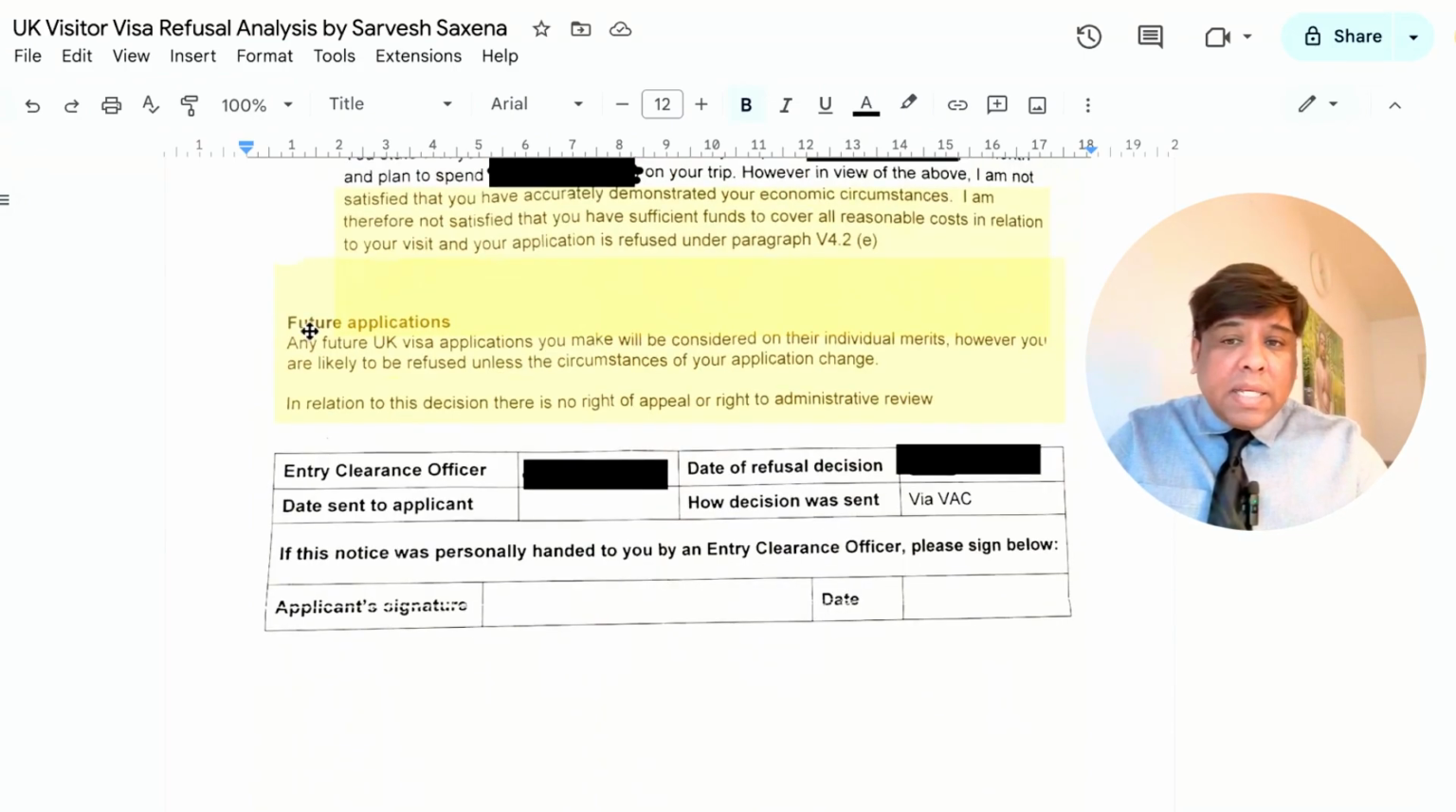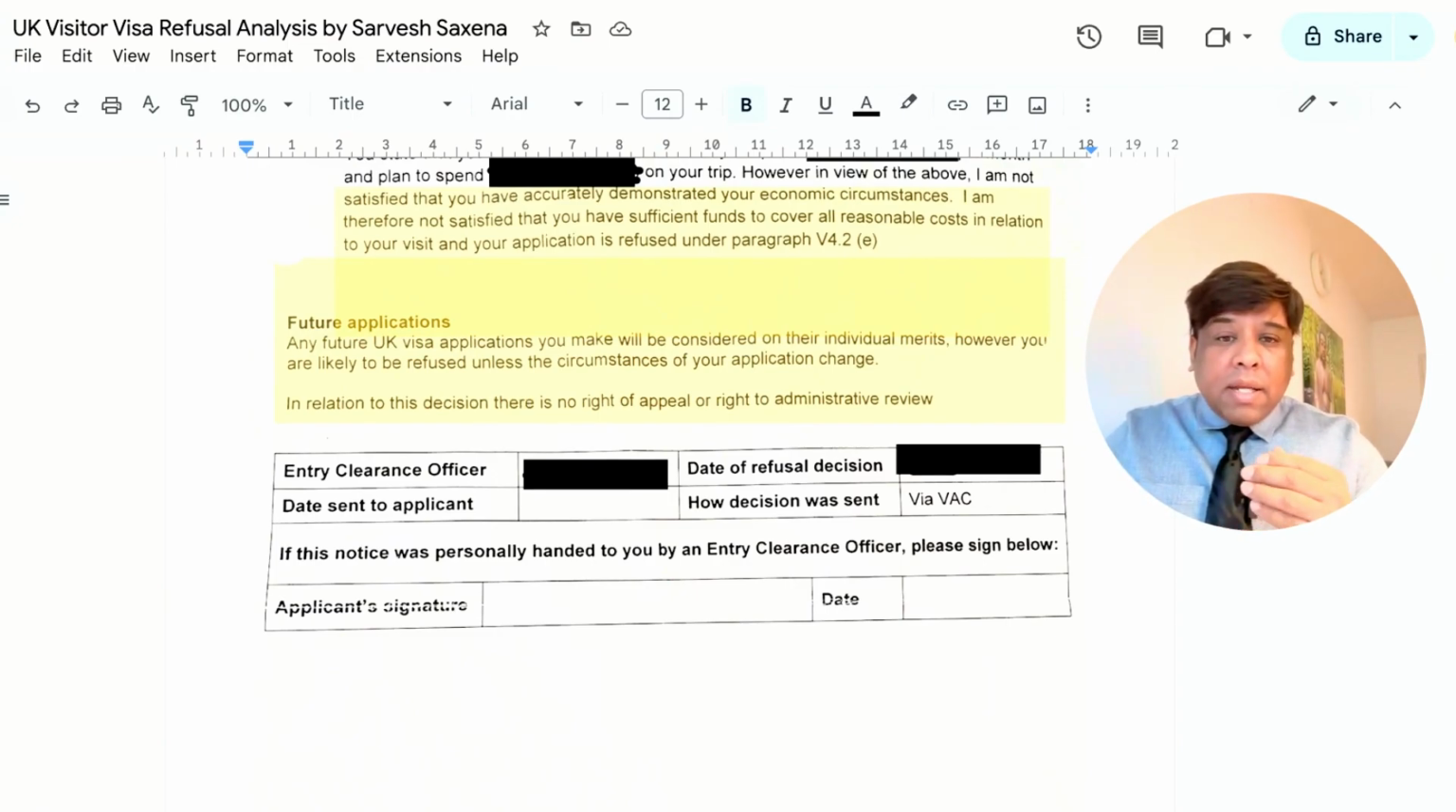And in the end, he has also said something extremely important. Any future UK applications you make will be considered on individual merits. However, you're likely to be refused unless your circumstances of application change. In relation to this decision, there is no right of appeal or right of administrative review. Now, let's break it down. There are a couple of things this person is saying.